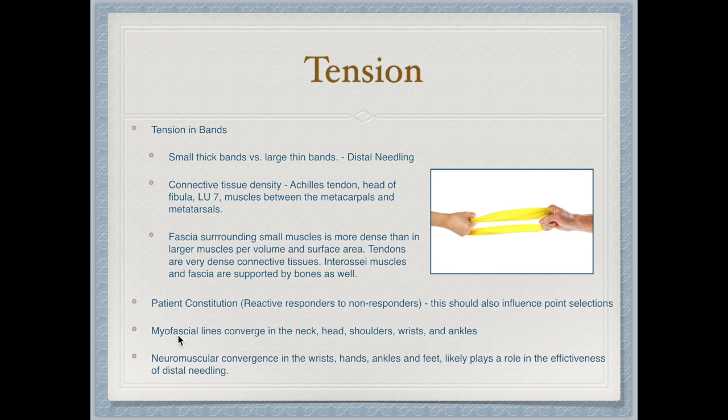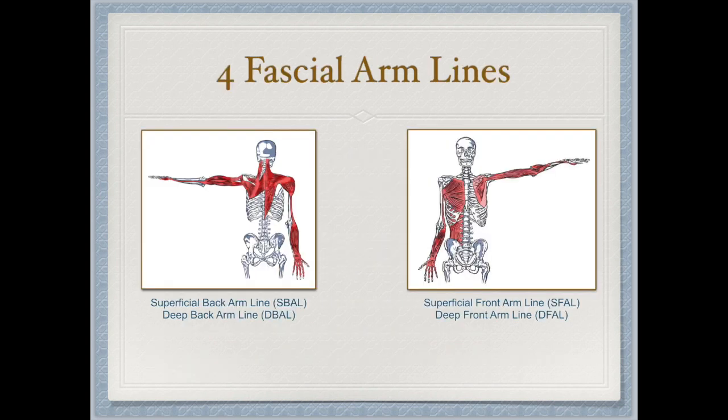Now, this myofascial line convergence in the neck, head, shoulders, wrists, and ankles, and the neuromuscular convergence that happens here as well. What I mean by that is if we look at these myofascial lines, we can see that they have terminal points in the hands and the feet, and then also in the neck area. So here we see the back arm lines. This is known as the superficial back arm line, and this is the deep back arm line. So we see our two levels that we spoke about, but then they begin and end in the neck and the hands.